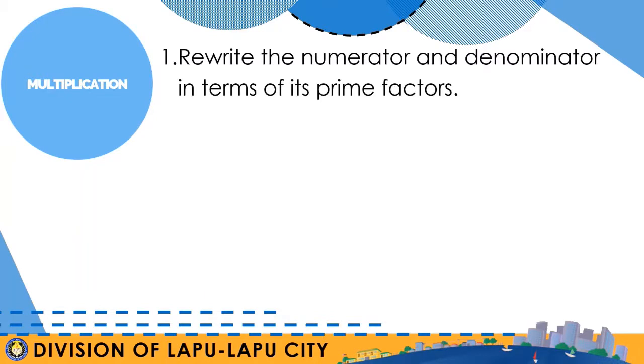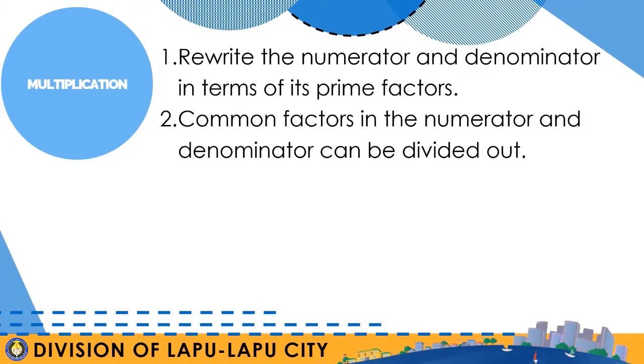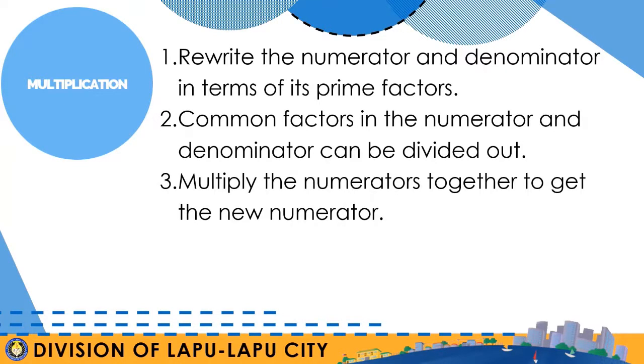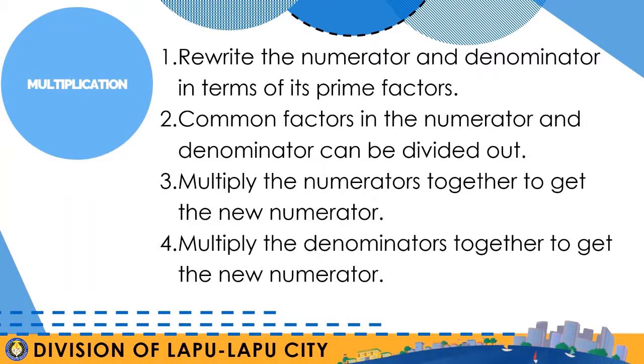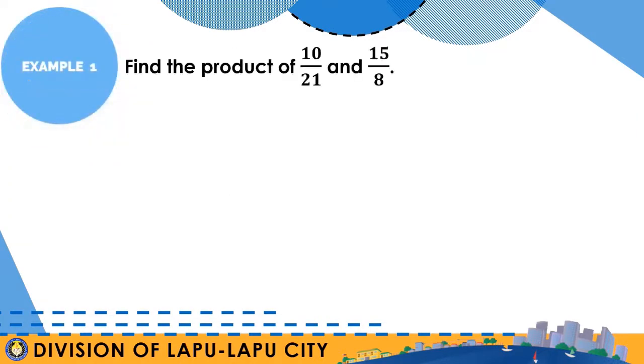First, rewrite the numerator and denominator in terms of its prime factors. Second, common factors in the numerator and denominator can be divided out. Third, multiply the numerators together to get the new numerator. Fourth, multiply the denominators together to get the new denominator. Example. Find the product of 10/21 and 15/8.